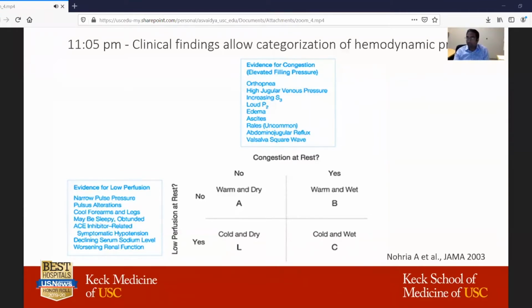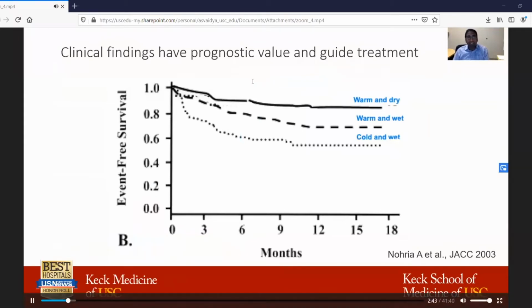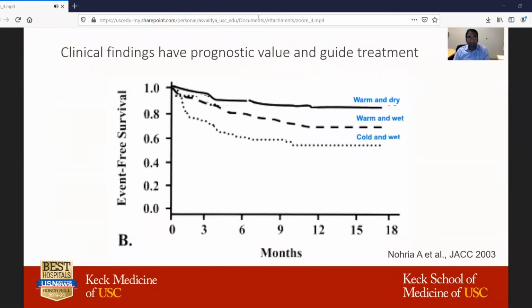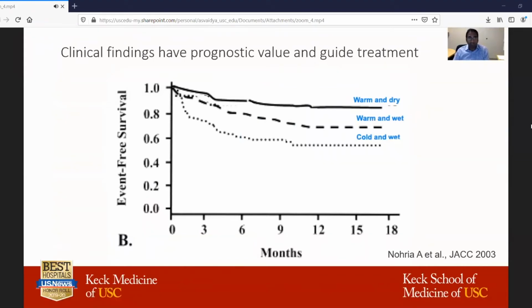Okay, and how does that help you? It can help you not only in terms of treatment, about what you want to do next, but it also has prognostic value. Your initial assessment in the emergency room not only guides treatment, but also offers an early assessment of the prognosis at a year and a half. The patients that initially presented as cold and wet have nearly 2.5 times worse mortality than the people that are warm and dry on presentation.